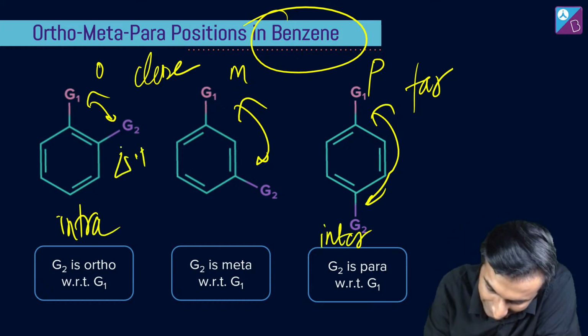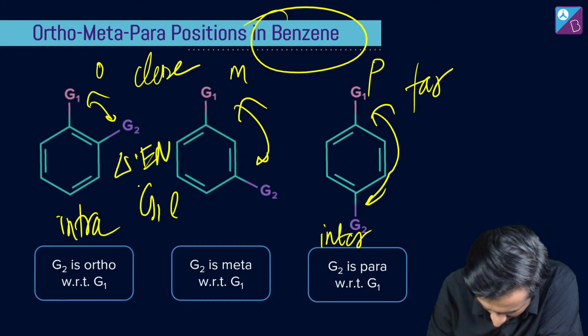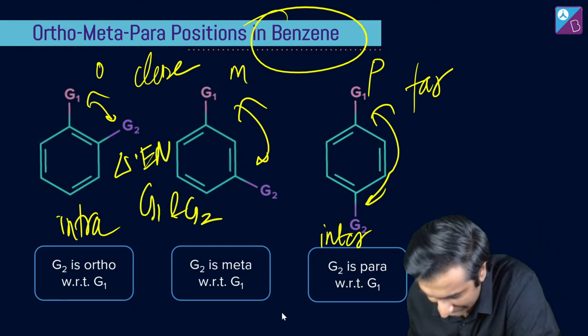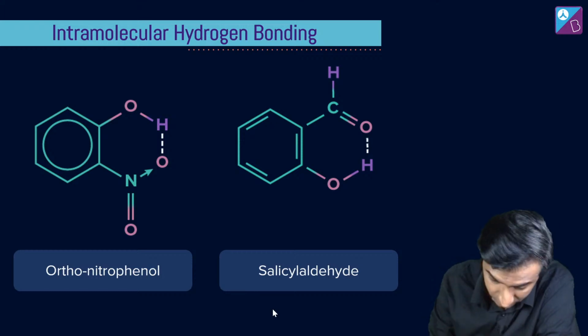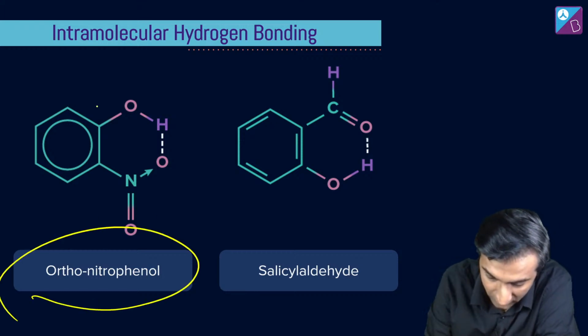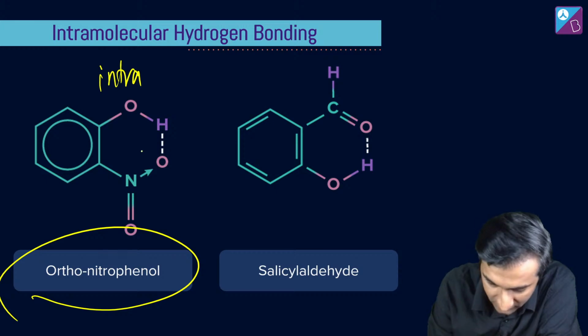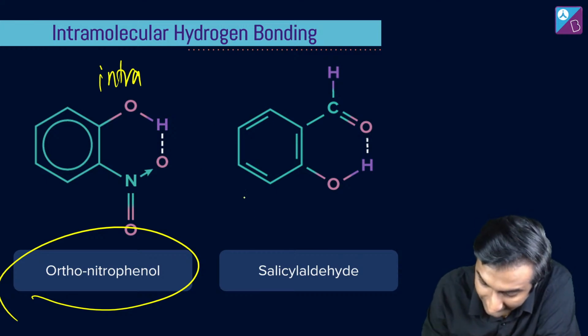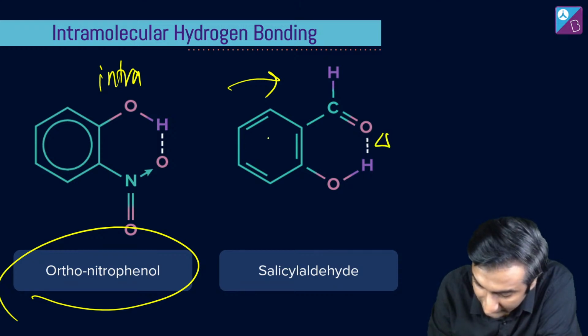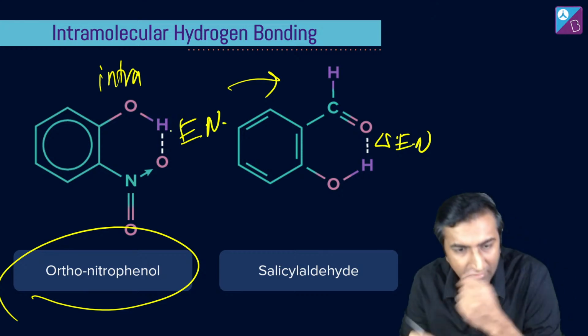There is a difference of electronegativity between G1 and G2. ठीक है, एग्जाम्पल इसका ये है. ऑर्थो नाइट्रोफिनॉल, दिस इज इंट्रा. ओके, एंड सैलिसाइल्डिहाइड आल्सो इज इंट्रा, क्योंकि बगल में ही there's a difference of electronegativity. Any doubt so far here? Are we all right?